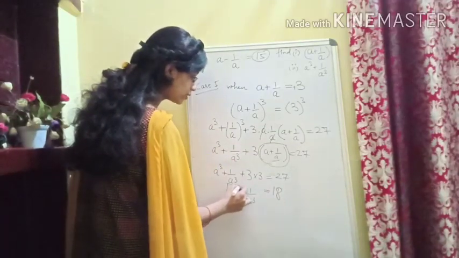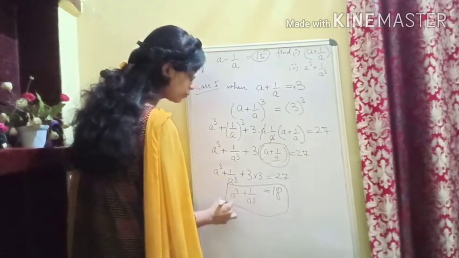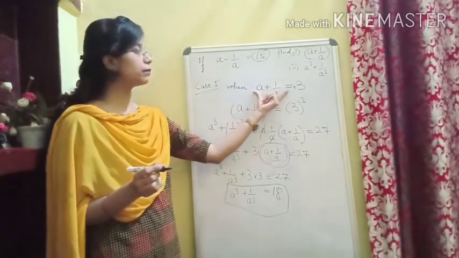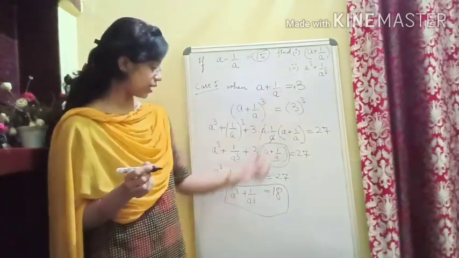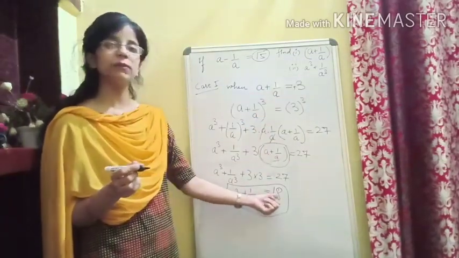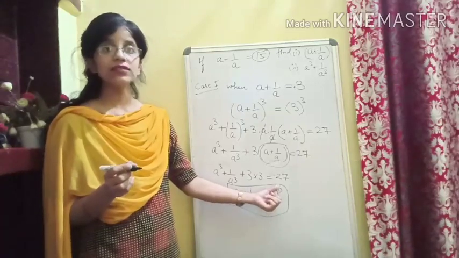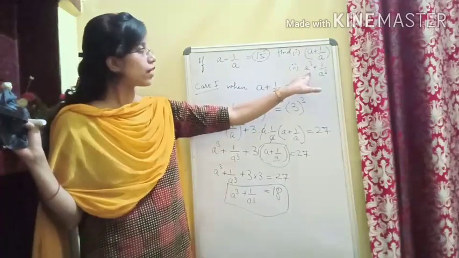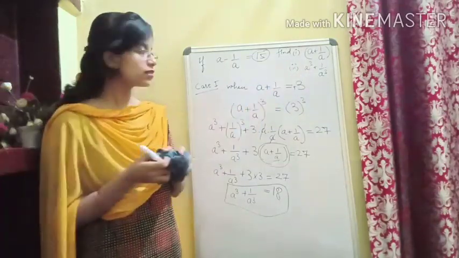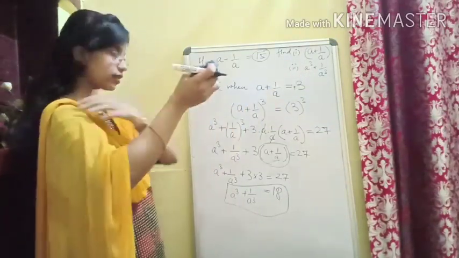So in our first case, if we take the value of a plus 1 upon a as plus 3, then the answer of a cube plus 1 upon a cube will be 18. Okay, plus 18. Is it clear? So one answer of this term is coming plus 18. Now let us take the second case.